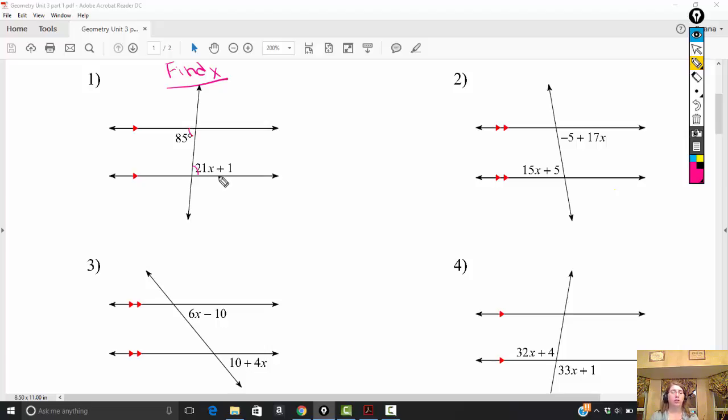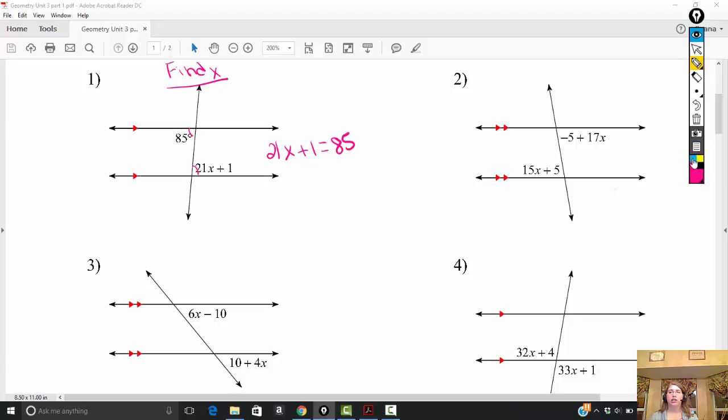There was a chart in your unit packet that you might want to go back and look at, to remember which ones are equal, which ones add to be 180. These that I have displayed right here are all equal angles. So these two right here are going to be equal. So we're going to set up a little equation, 21x plus 1 equals 85. And we're going to go ahead and solve this equation.